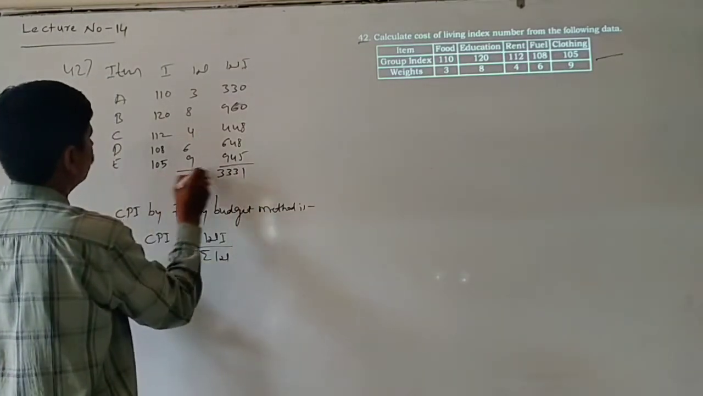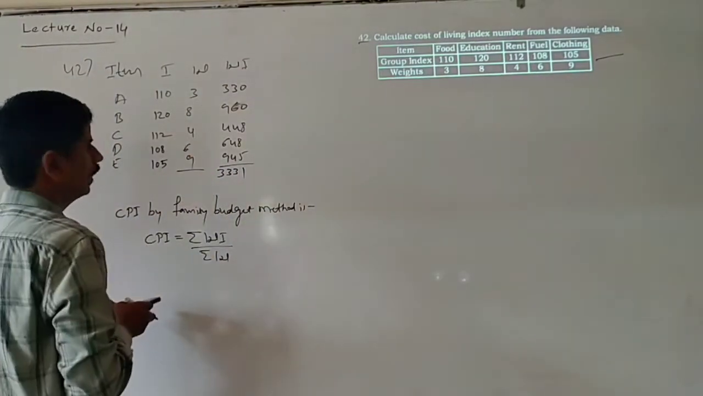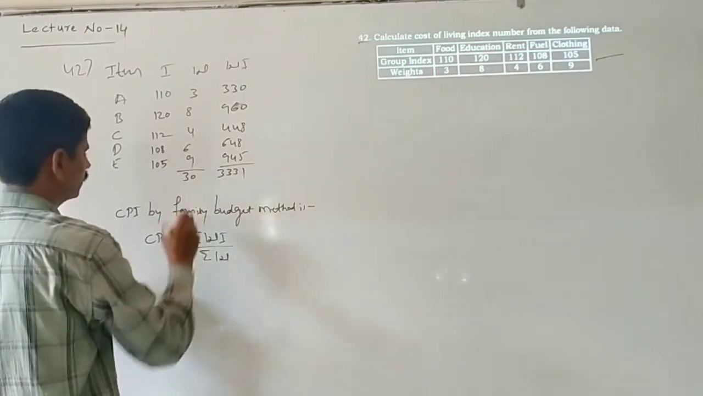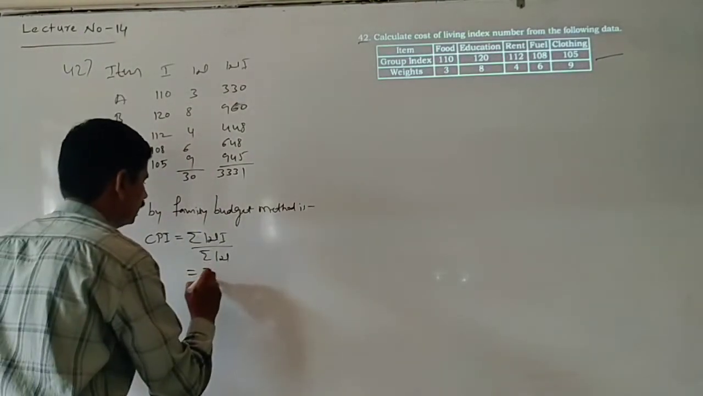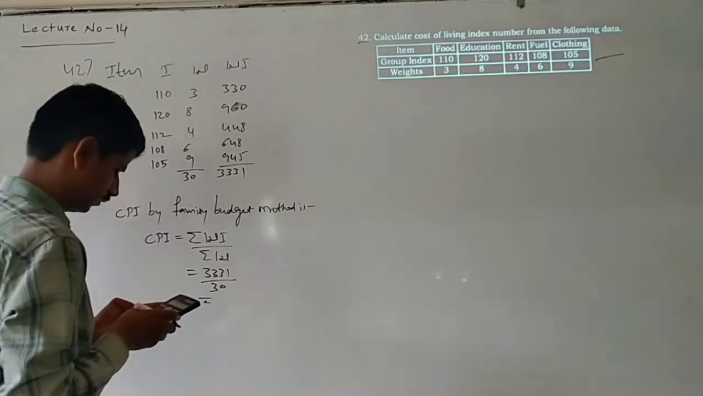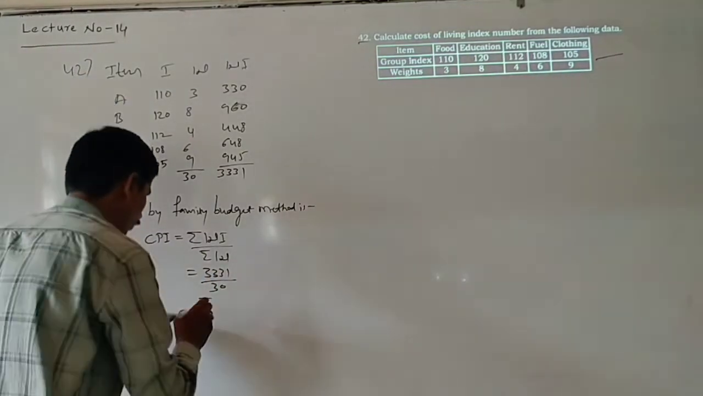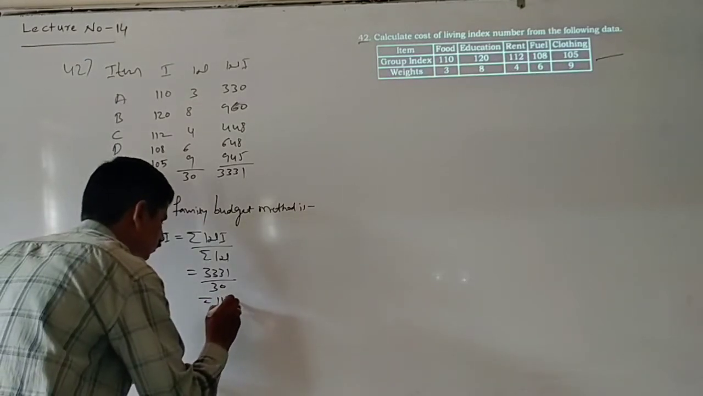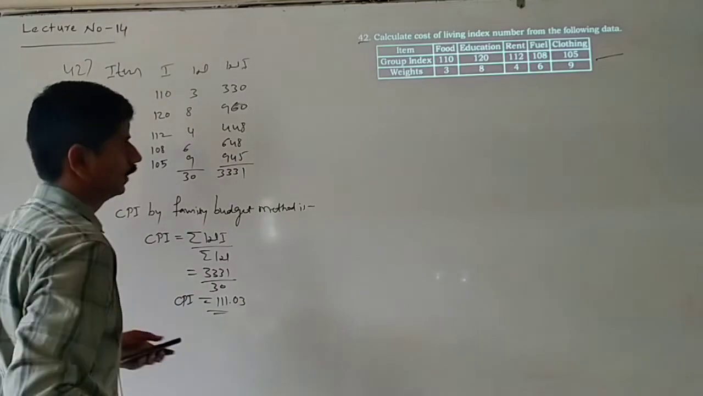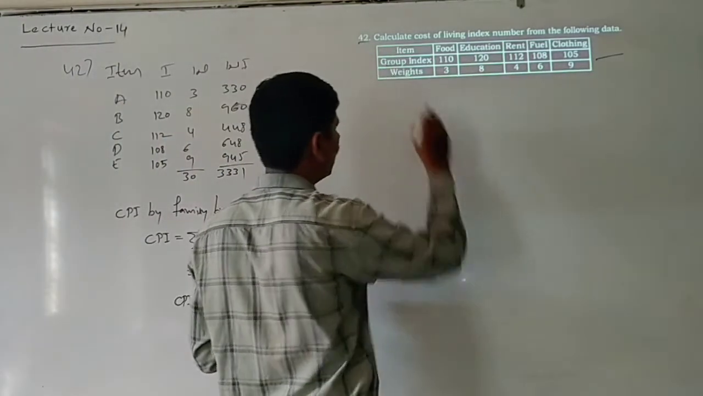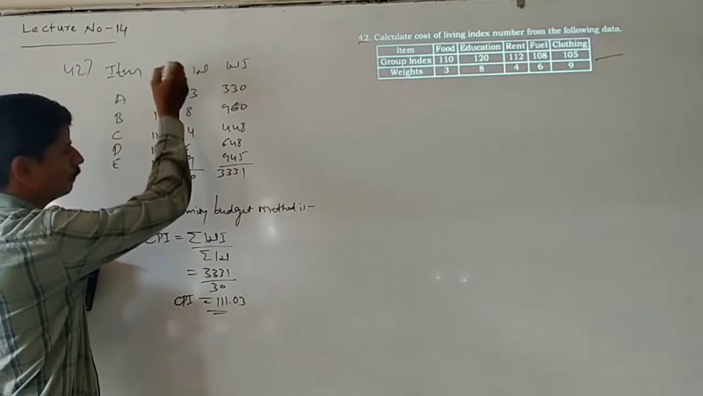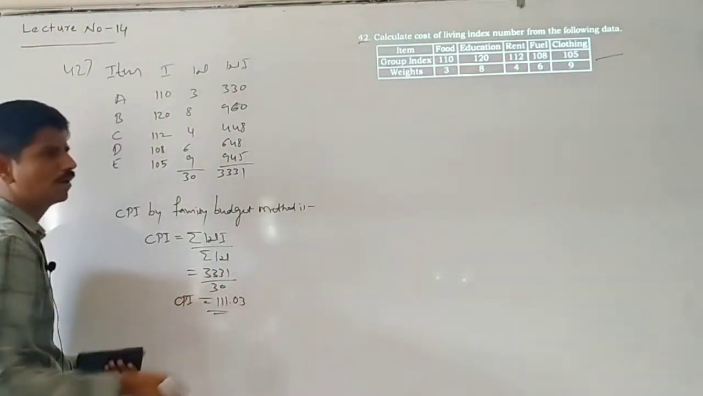And sum of W is 3 plus 8, 11, 15, 21 and 30. So the value is 3331 divided by 30, which is 111.03. Here CPI equal to 111.03. Here group index is nothing but I. Otherwise we have to take P only, that is sum of WP by sum of W.